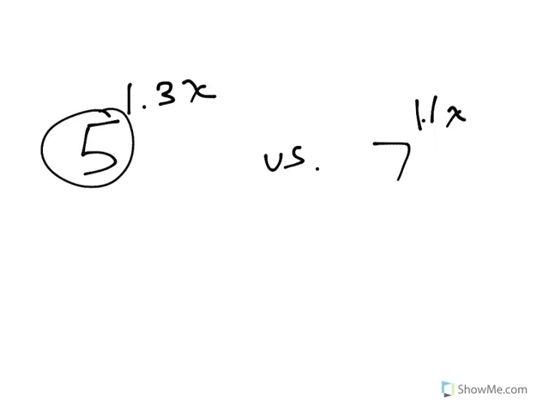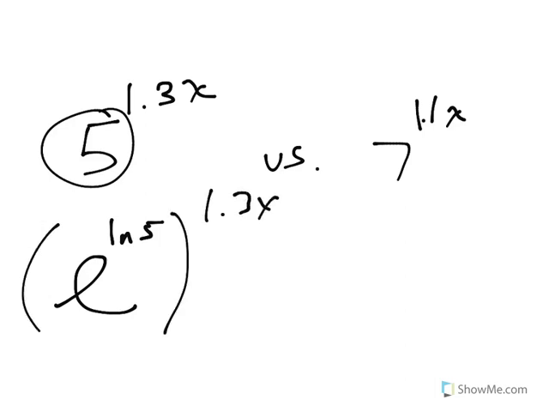I'm going to rewrite 5 as e to the ln 5, because ln 5 is the number between 1 and 2 that I raise e to get 5, so e to the ln 5 is the same thing as 5. I can do the same thing with 7, and write it as e to the ln 7.